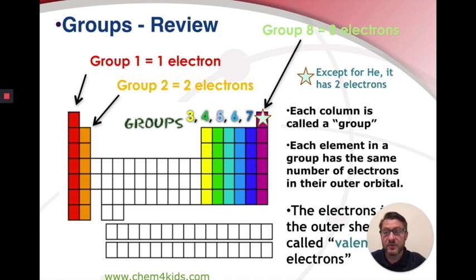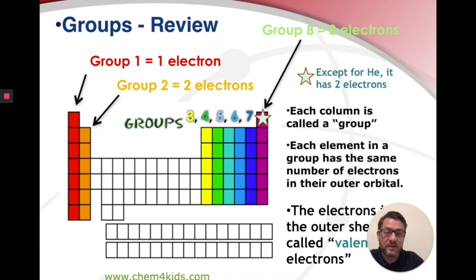So for example, in group 1, which is highlighted here in red, each atom has only one electron in its outermost orbital. In group 2, we have 2 electrons in its outermost orbital. Group 3 has 3, group 4 has 4 electrons, and so on.